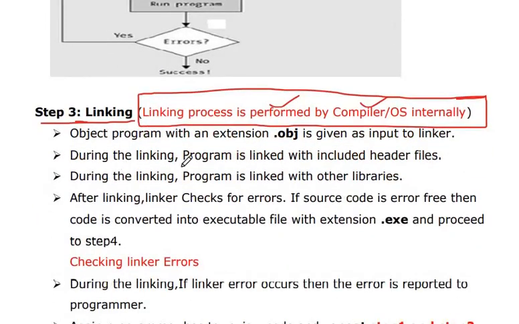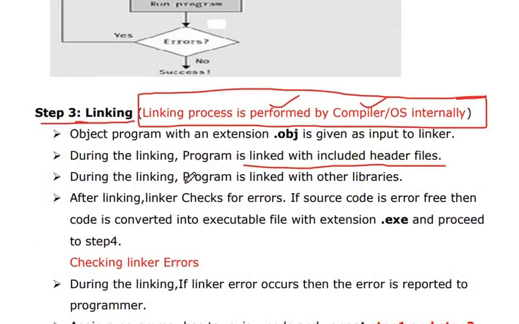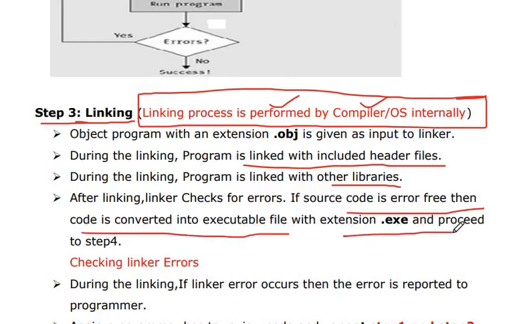Now next, during the linking, the program is linked with the included header files and other libraries. Header files means like iostream.h and conio.h. After the linking, the linker checks for errors. If the source code is error-free, then the code is converted into the executable file with the extension .exe and proceeds to step 4.